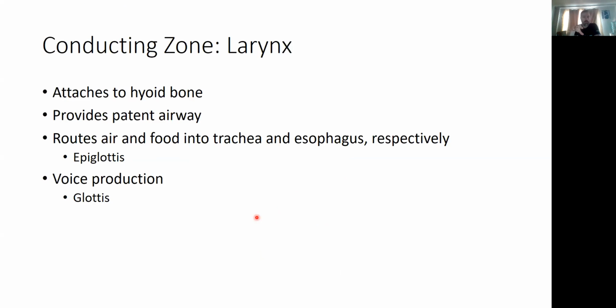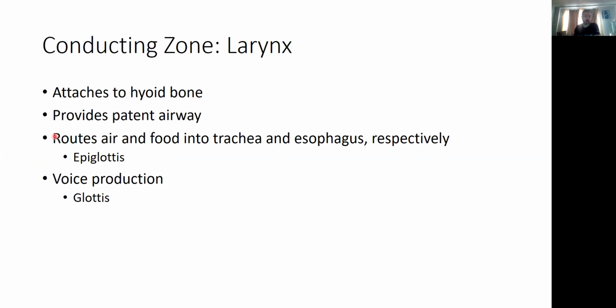And the beauty of it is it's going to be a series of large pieces of cartilage that provide what's called a patent airway, or a permanently open airway, right? If we didn't have these cartilages here, the airway could close and then we couldn't breathe. So we need to have something relatively stiff or rigid in there, keeping it open so that we can continue to breathe regardless.